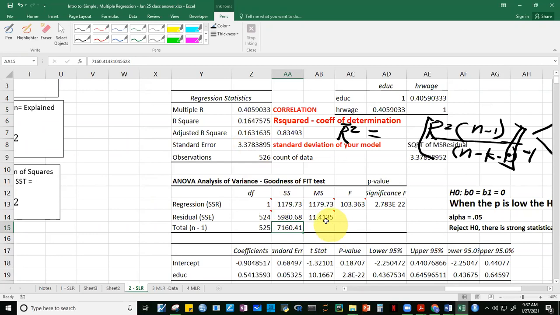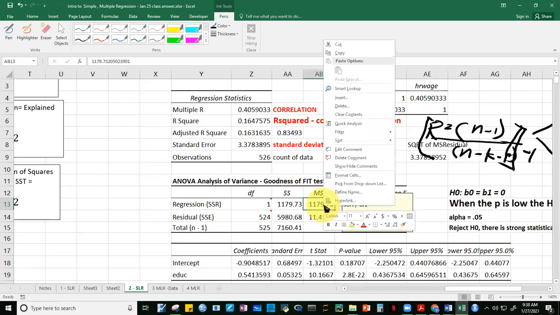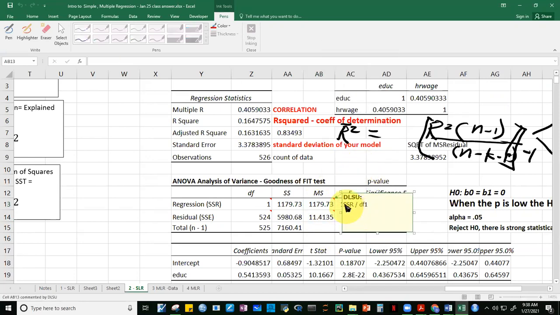Tapos mean square of your regression and mean square error, it's just the quotient of SSR divided by the degree of freedom. And then so ito yung MSR divided by MSE. Edit nga natin comment natin dito. Hindi ko nalagay dito. This is your MSR. And this is our MSE.